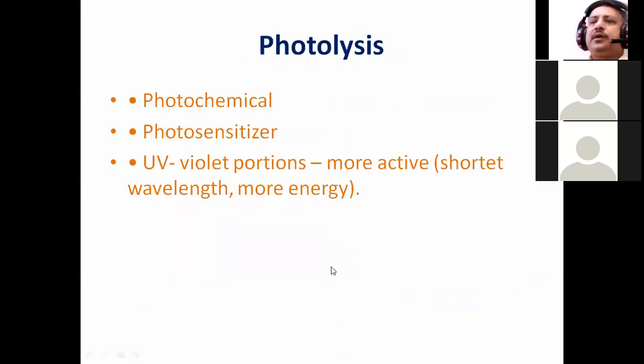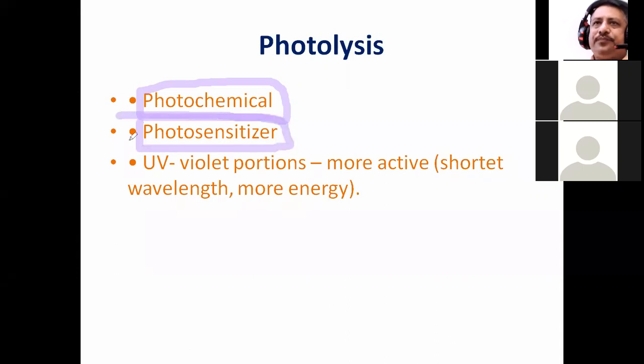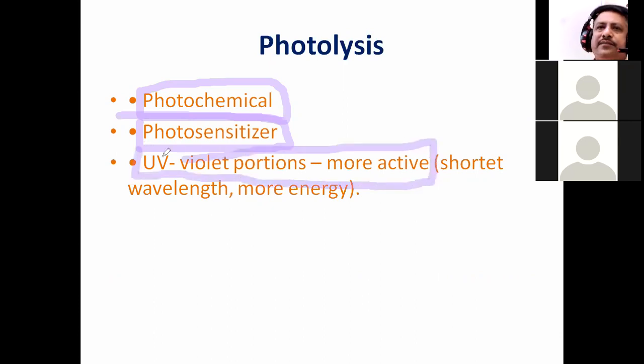Okay, now the next reaction is photolysis. Now this photolysis takes place with the help of photochemicals or the agents which are going to lead to photosensitization. So these are the things which will be the triggers for the photolysis. For example, photochemicals, then photosensitizers. The UV violet portion is the most active portion from the whole region of the light, which is having the shortest wavelength and more energy, and that's the reason we say that UV rays are more harmful.